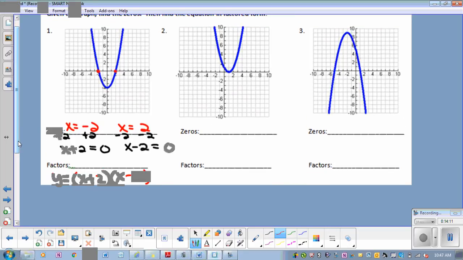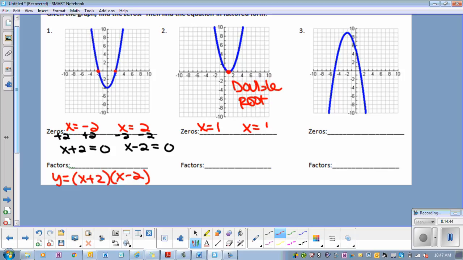Let's look at the second one. Where's the x-intercept for this one? At 1. This one's special because does it cut through the x-axis? Does it go through it? No, it just bounces off of it, right? Anytime it bounces off, this is called a double root. That means basically you have double of that number. So you have x equals 1 and you have x equals 1. So write it twice.